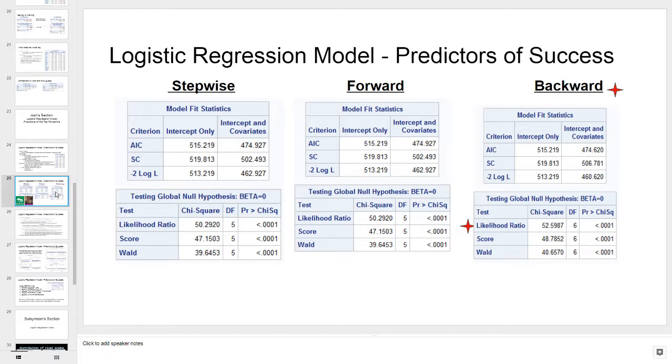Stepwise, forward, and backward all gave basically the same results as the SC, but the likelihood ratio was a little bit higher with backward. So I just went with backward, but all the variables were the same anyway.